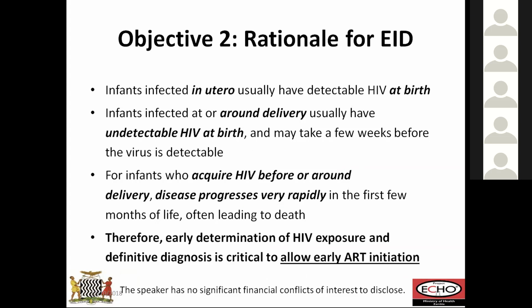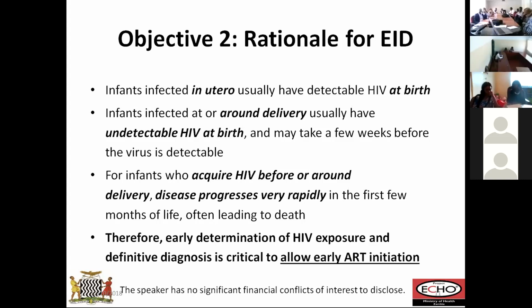For infants who are infected at or around delivery, usually they will have undetectable HIV at birth and it will take a few weeks to detect the virus. That's why we want to do the 6-week test. This is basically targeted at identifying infants who are infected around the time of delivery so that we can pick them up early enough before they progress with their HIV disease.